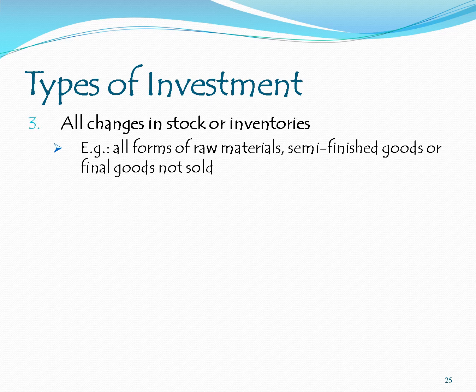Another type of investment is inventory or stock. It covers all forms of raw materials, semi-finished goods or final goods not sold. Semi-finished, as I said, that only focuses on the final, but stock or inventories is actually raw materials.